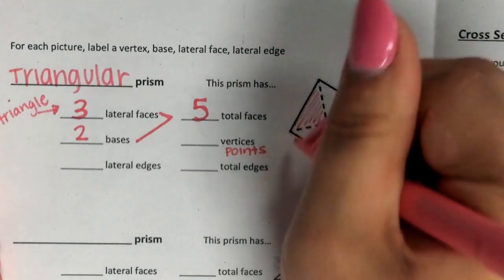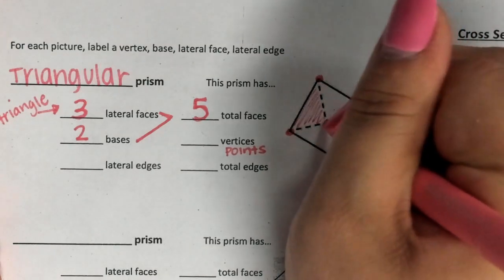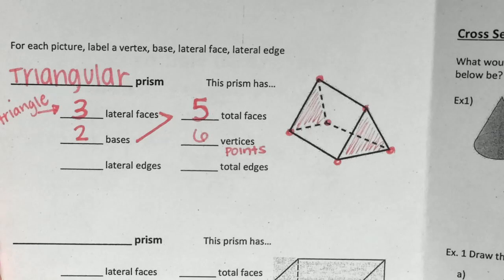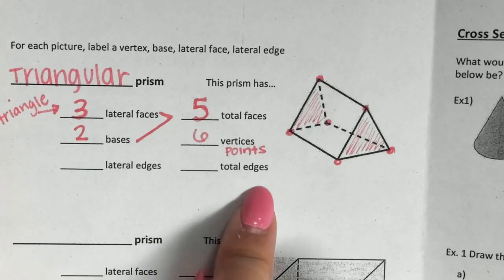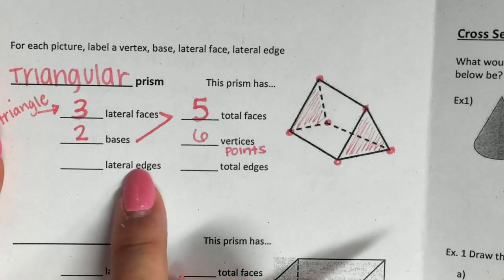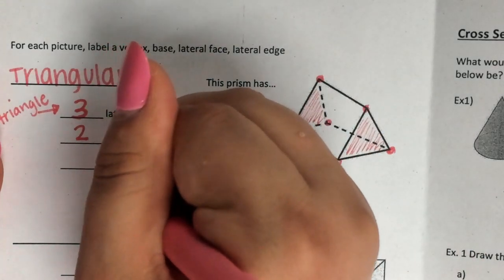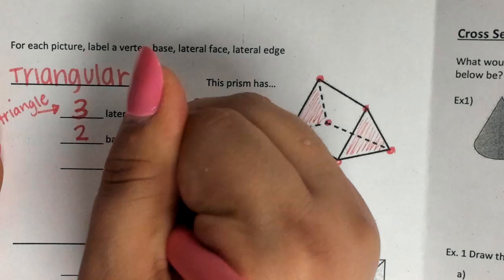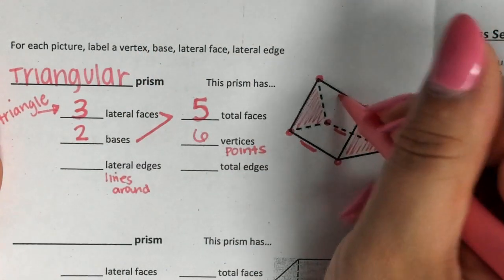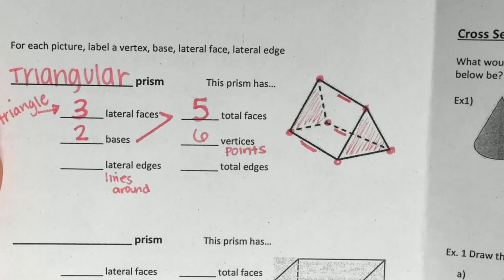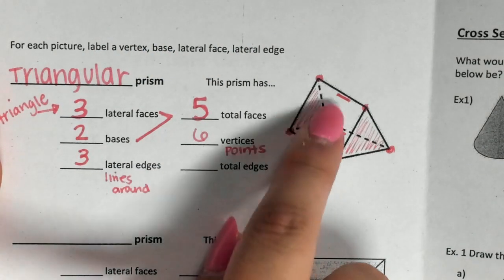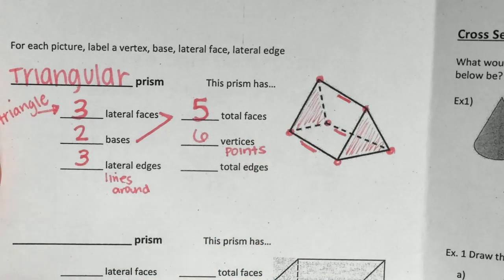Vertices. Remember, your vertices are your points. How many points are there on this? 6. Yeah, there are 6 points. Your lateral edges are the lines around. How many lines around are there? 3. The lines around don't go to the bases, just around the lateral faces.